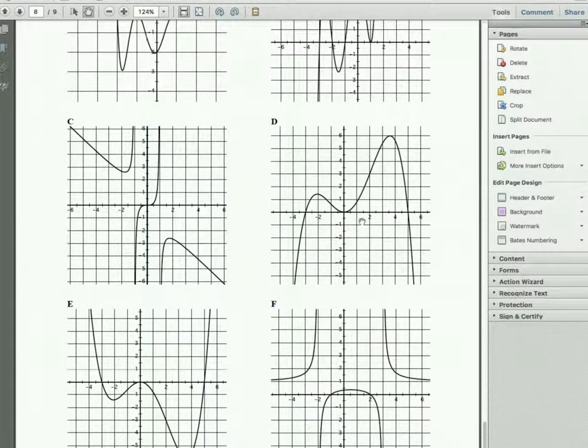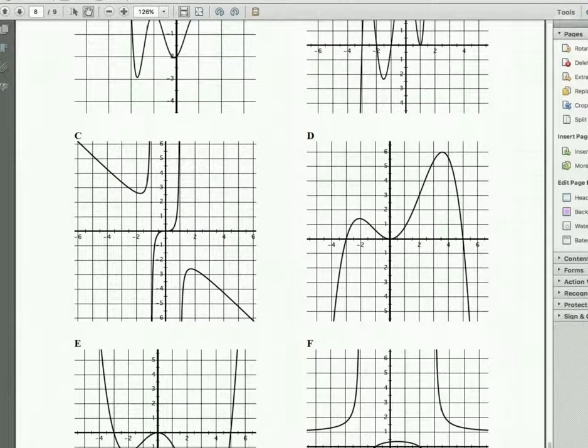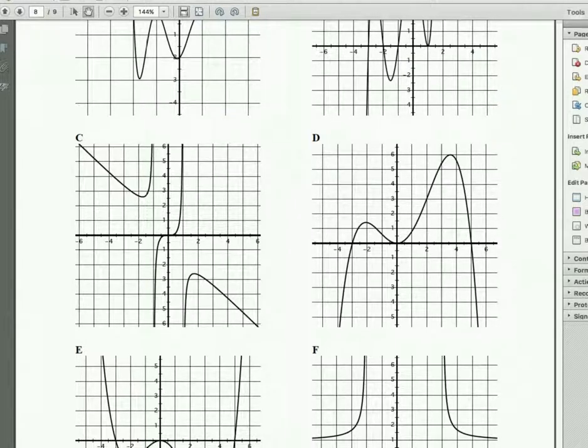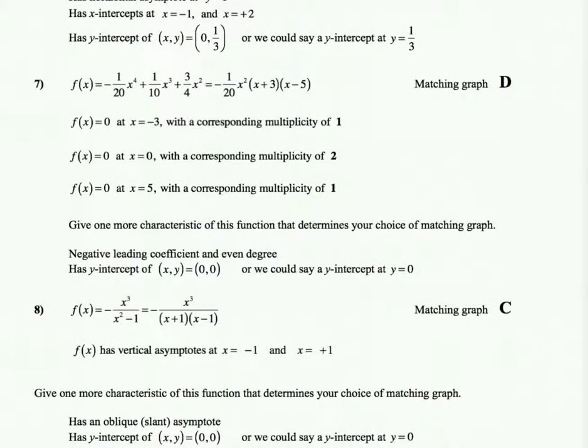We know that the 0 at 0 bounces, and we know the 0 at negative 3 and positive 5 slice through, because the multiplicity is 1. So our appropriate graph, the correct graph, is graph D. So that's our choice. Now, we see that here.